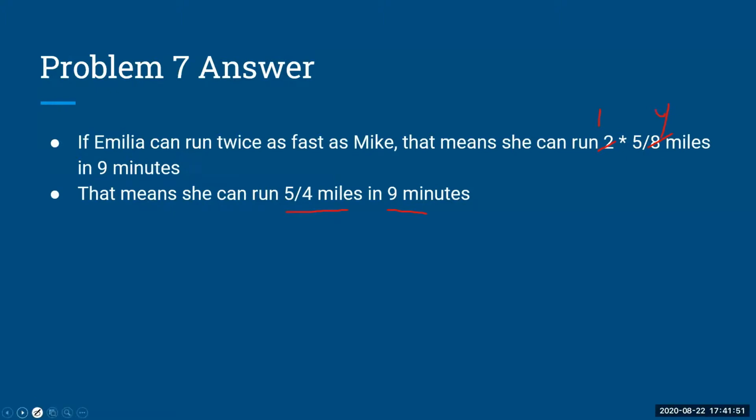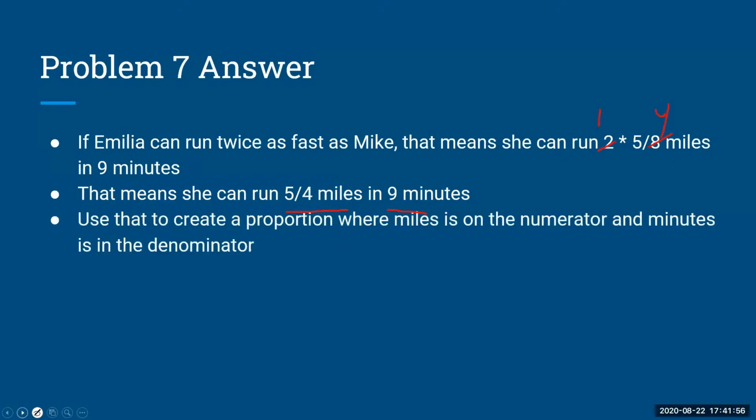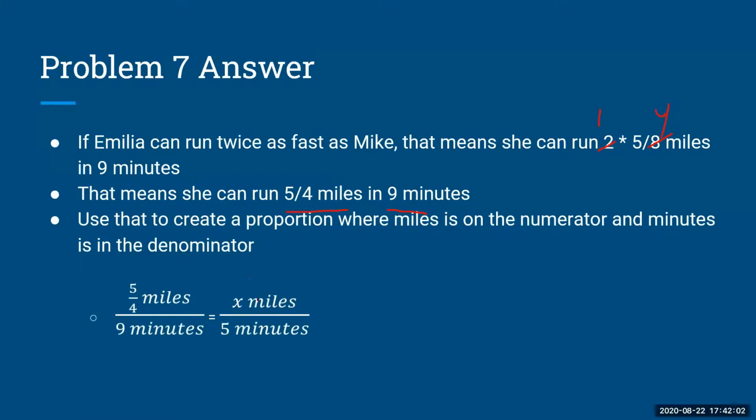You don't have to make a proportion like I said, but if I do, I use miles on the numerator and minutes as the denominator. So 5/4 miles over 9 minutes is equal to x miles over 5 minutes. And then you solve for x. How do you solve for x? You cross multiply, then divide by 9. So 5/4 times 5 is 25 over 4, times 1/9, which is 25 over 36. You don't have to make a proportion. You could just do 5/4 times 5/9, which also works.